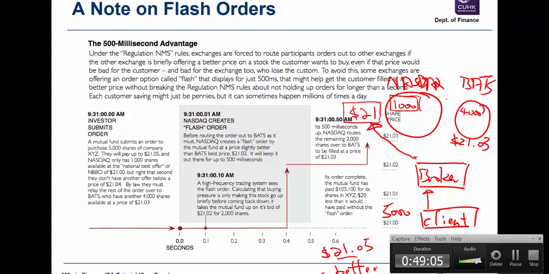Now here is when it gets interesting. Logically, you would think that the other 4,000 then should be shown to another exchange. So the order should now go from the broker to NASDAQ, and then the rest of it to BATS. Somebody came up with the idea: how about before the rest of the order goes to BATS, we just show this 4,000 buy order within this exchange?